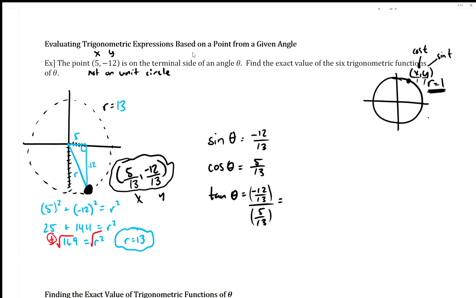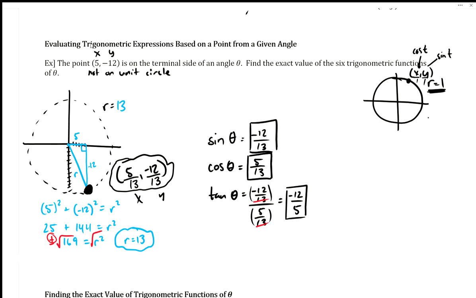Now those 13s are just going to cancel. Okay, so those 13s cancel, and we're left with -12/5. Okay, so there's our 3 big ones.